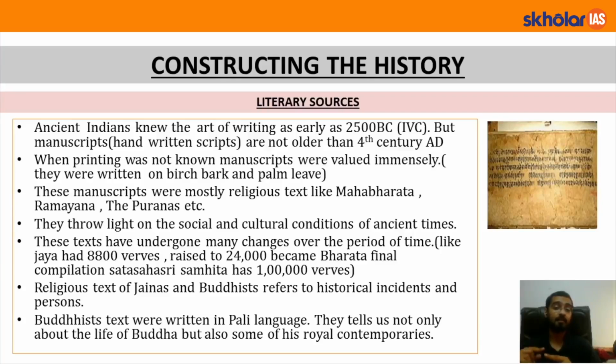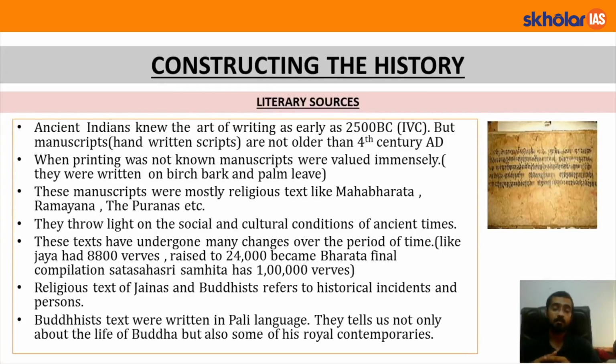But the manuscripts, that is handwritten scripts, are not older than the 4th century AD. The earliest written text was the Rig Veda, or the Vedas as a whole. The Rig Veda is the oldest testament. Apart from that, there are Samaveda, Yajurveda and Atharvaveda. These are religious texts. They were written somewhere around the 4th century AD.